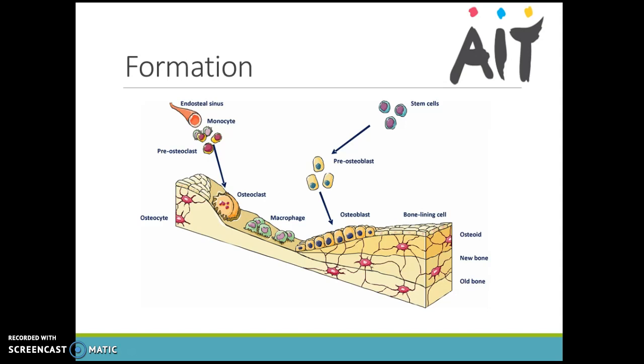The myeloid stem cells can become several types of blood cells. If it becomes a monocyte, it will become either a macrophage or an osteoclast. To become an osteoclast, several monocytes fuse together and become a multinucleated cell, which develops a ruffled border and many lysosomes in order to degrade the bone matrix.